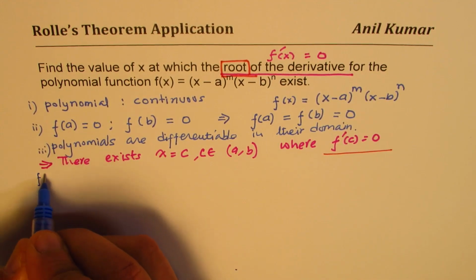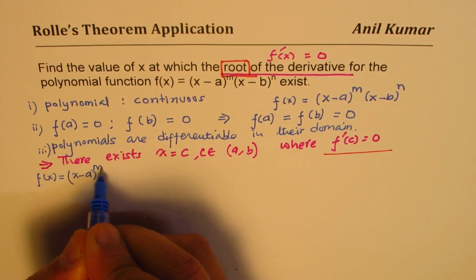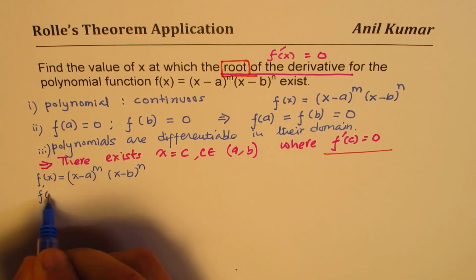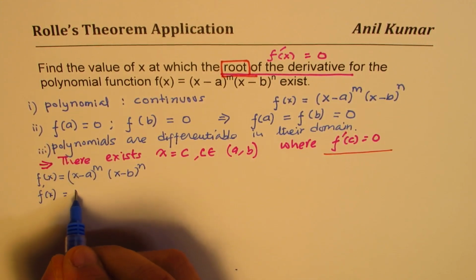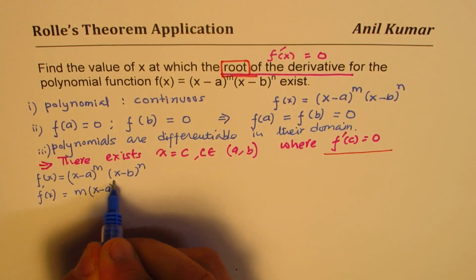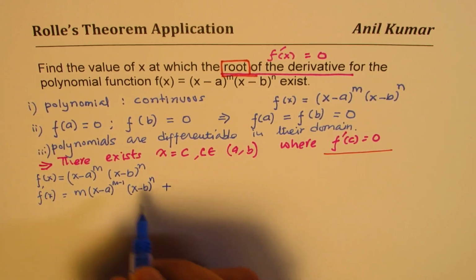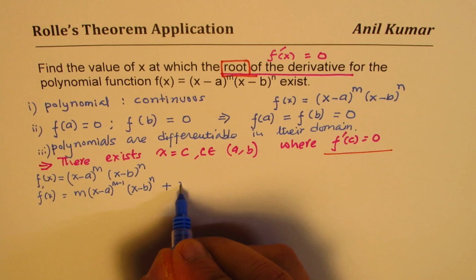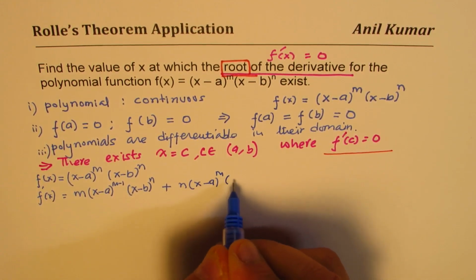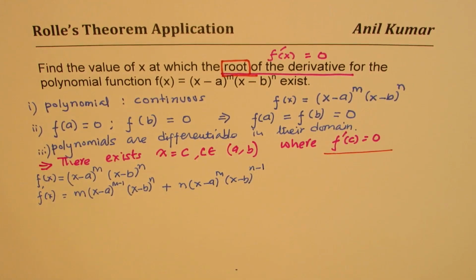So we're given the polynomial function f of x equals (x minus a) to the power of m times (x minus b) to the power of n. So what is the derivative of this function? Well, the derivative will use the product rule: m times (x minus a) to the power of m minus 1 times (x minus b) to the power of n, plus, we'll have derivative of this now, it's n times (x minus a) to the power of m times (x minus b) to the power of n minus 1, correct?